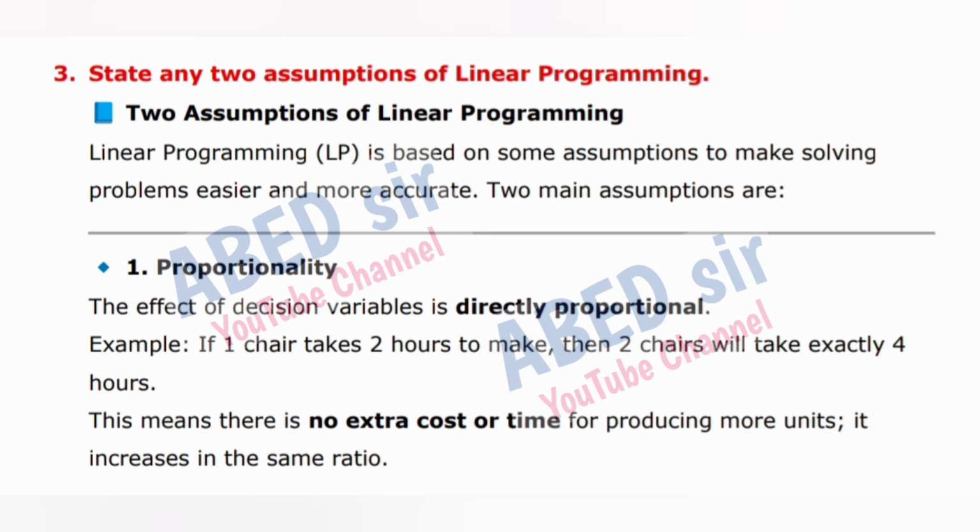Proportionality. The effect of decision variables is directly proportional. Example: if one chair takes 2 hours to make, then 2 chairs will take exactly 4 hours. This means there is no extra cost or time for producing more units, it increases in the same ratio.